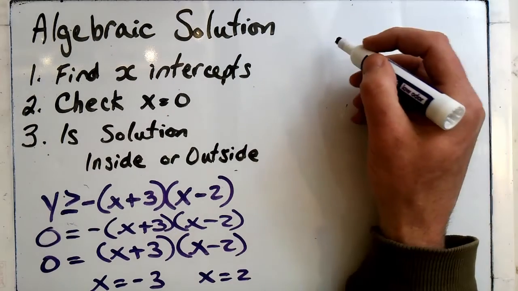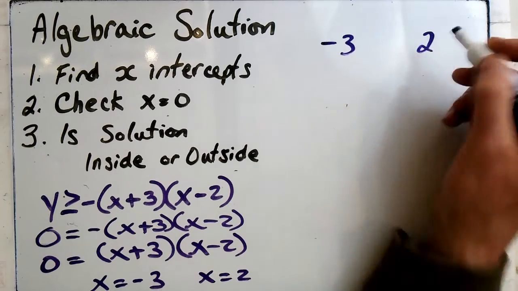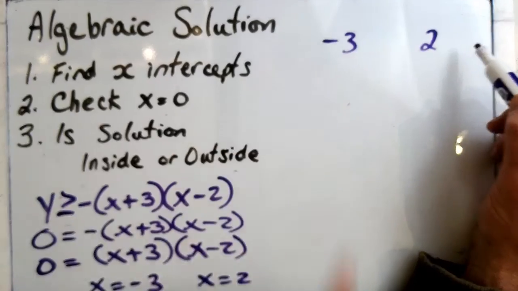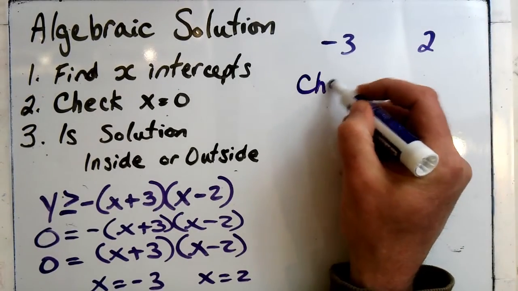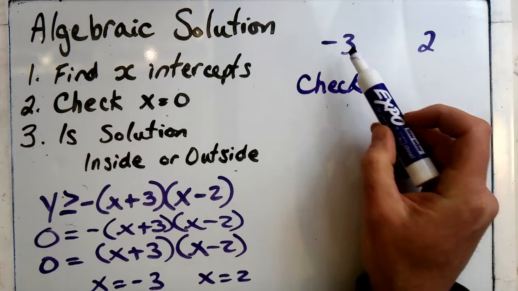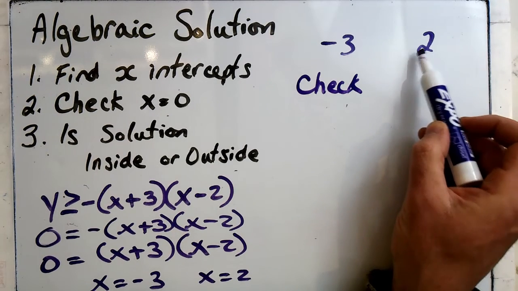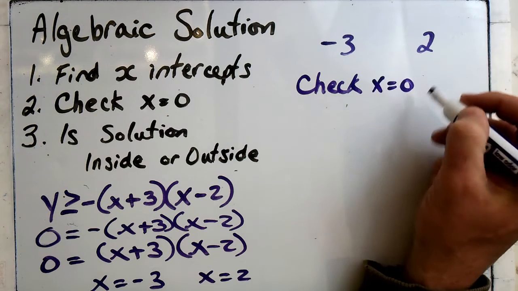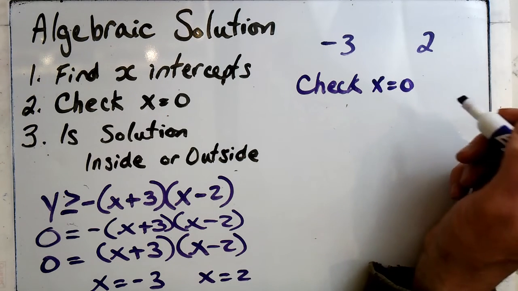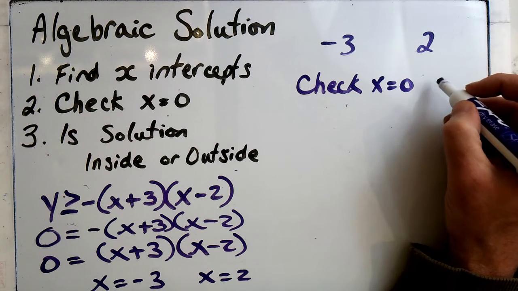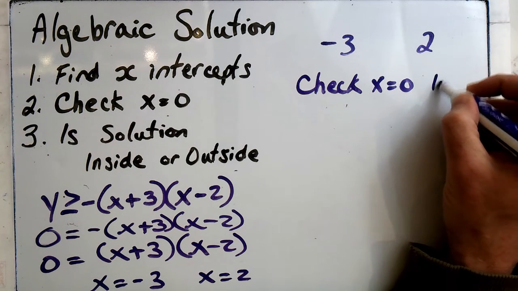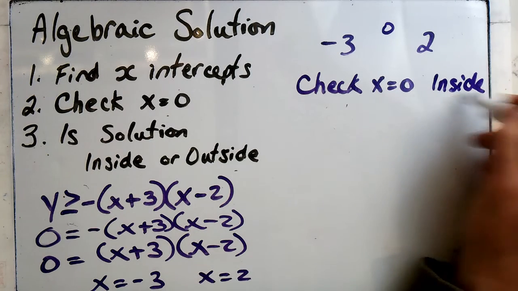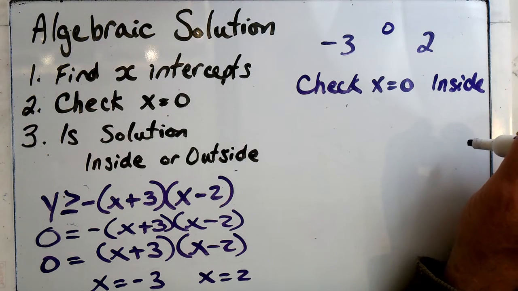So from there, we're going to put the two numbers, and we need to figure out, is the solution inside or is it on the outside? So I always check 0. And one note, if 0 is one of the factors, one of the intercepts, you cannot use 0. You have to pick something like maybe 1, 2, something else. 1 is probably the easiest. And 0 is in the middle, so I'm going to write down inside so I remember at the end.